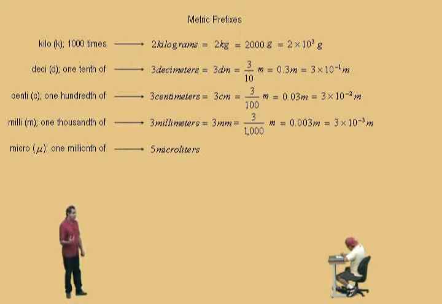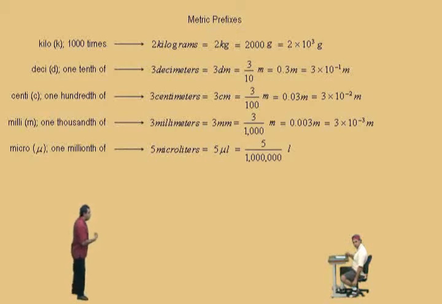Now, if we have 5 of these, Charlie, and micro means 1/1,000,000th of, 5 microliters is how much of a liter? 5 1,000,000ths of a liter. That's right, because micro means 1/1,000,000th of, and you have 5 of these. All right, Charlie, so now, how do we write that as a decimal?